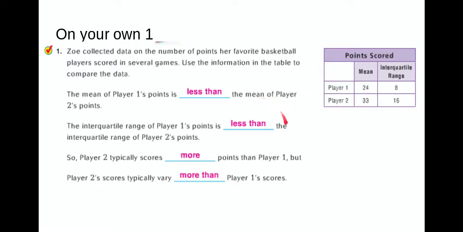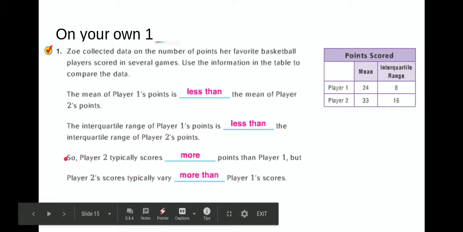These first two sentences you see here aren't things that you would necessarily write on your paper. These are more observations that you would have. You probably noticed that player one had points that were less than the mean of player two's points, 24 compared to 33. And you also probably know that the IQR of player one is less than the IQR of player two, 8 compared to 16.